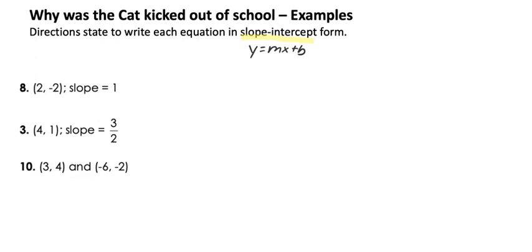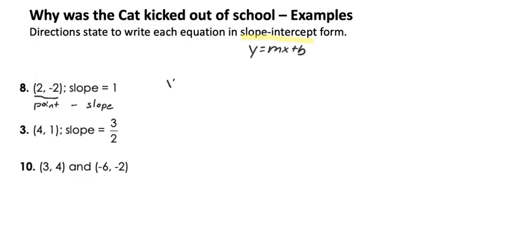So number 8 on the handout, which is on the right column, it's giving me a coordinate or a point, and it's giving me a slope. So if I have a point and a slope, I'm actually going to start in point-slope form, and then I'm going to turn that into slope-intercept form. So when I look here, let's go ahead and do that.